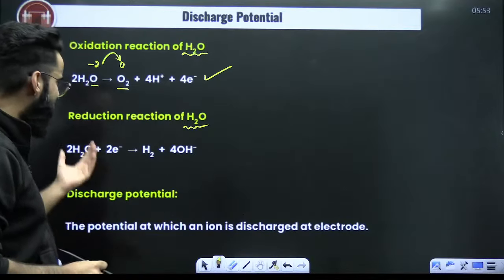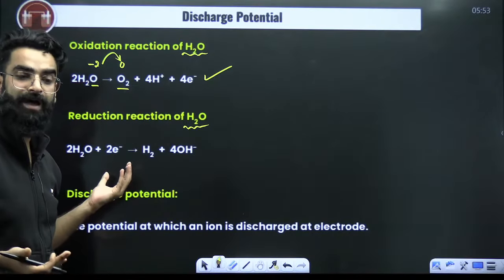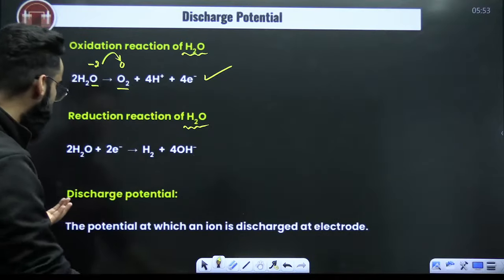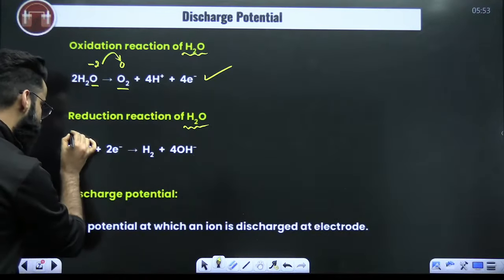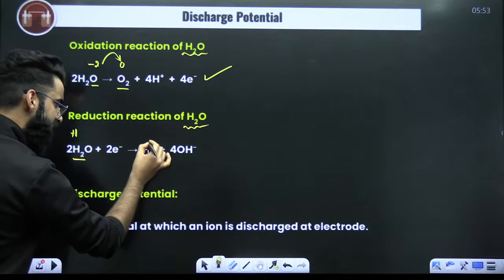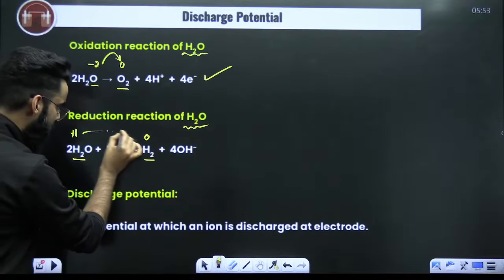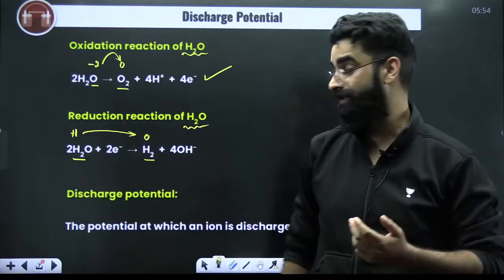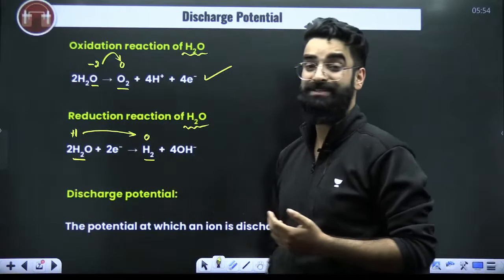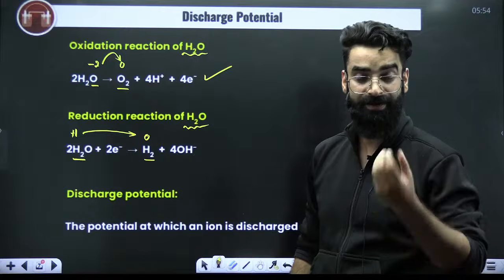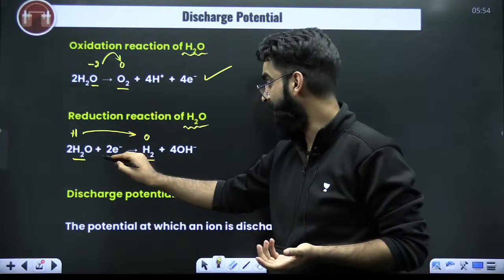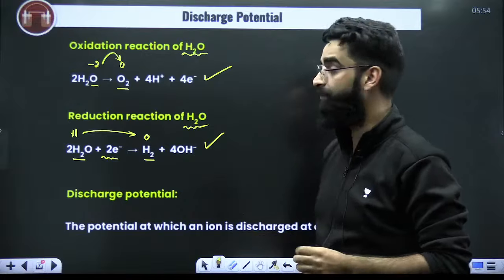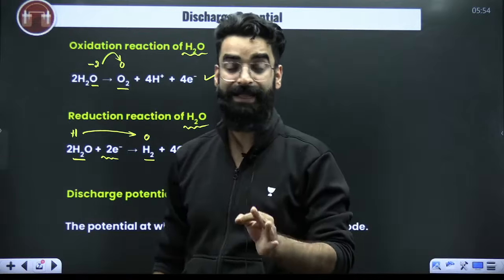In the similar way, in the reduction reaction of water, what is going to happen? Electrons are not going to be lost. Electrons are going to be gained. Have a look. If you look at this particular hydrogen, its oxidation state is +1. This hydrogen, its oxidation state is 0. +1 to 0, decrease in the oxidation state. Decrease in the oxidation state is something which you call reduction. And reduction means gain of electrons. Have a look, electrons are being gained here. This particular reaction I'm calling the reduction reaction of water.